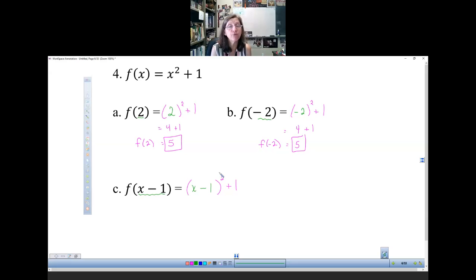So we need to FOIL that out, okay? And when I do that, I'm going to get x squared minus 2x plus 1. And then I still have this plus 1 at the end, okay? So this is just x minus 1 squared. Right? Questions as to how I got this? Now is the time to ask this.